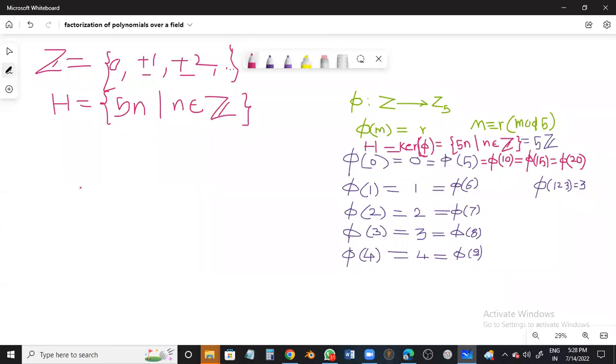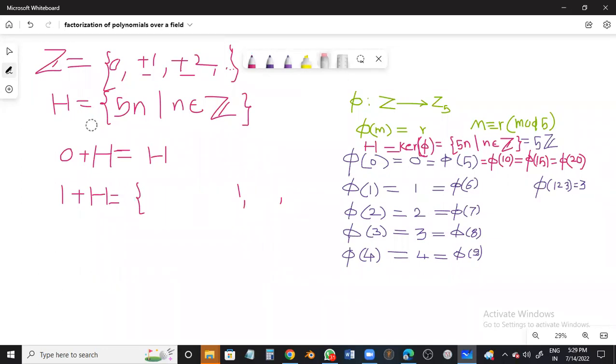Now, if I say 0 plus H, I get my H back. So 0 plus H is H itself. If I ask you about 1 plus H, then what happens? What is 1 plus H? So we have to write it. Sorry, I'm adding to H, not to the integers. Extremely sorry.